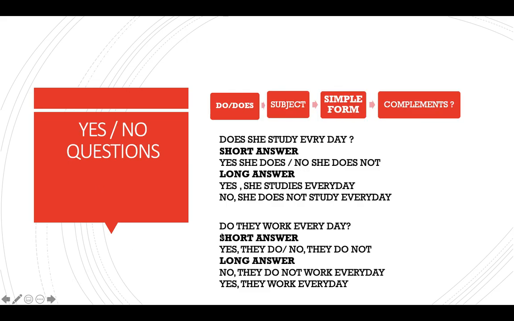Then, when you want to make a yes/no question, you have first the auxiliaries again, do or does. It depends on the subject. Then the subject, the simple form again, and then the complements. Here we have some examples. Does, the auxiliary, she, the subject, study, the simple form, and the complement every day. Short answer: yes, she does, or no, she does not. That's the short answer. The long answer: she studies every day, or no, she does not study every day. This is a long answer.